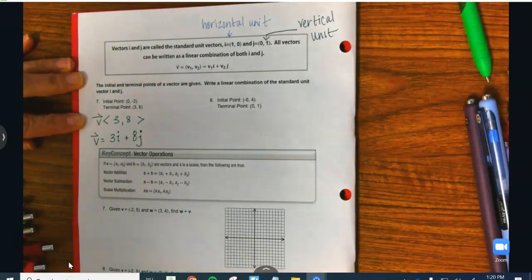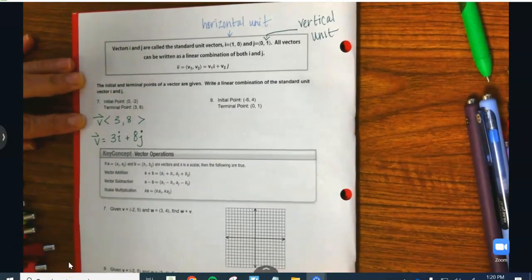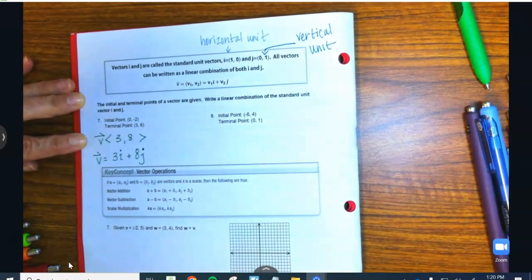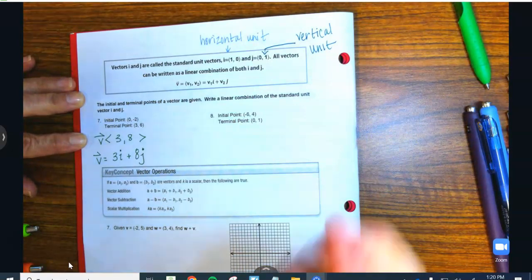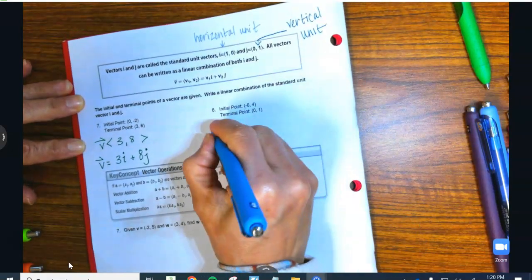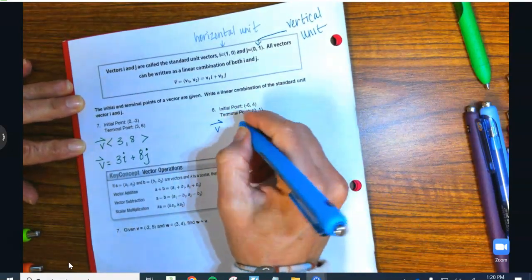All right, so it starts at -6, +4, then it stops at 0, 1. So let's go ahead and take a look at the component form. So let's write our little setup here.